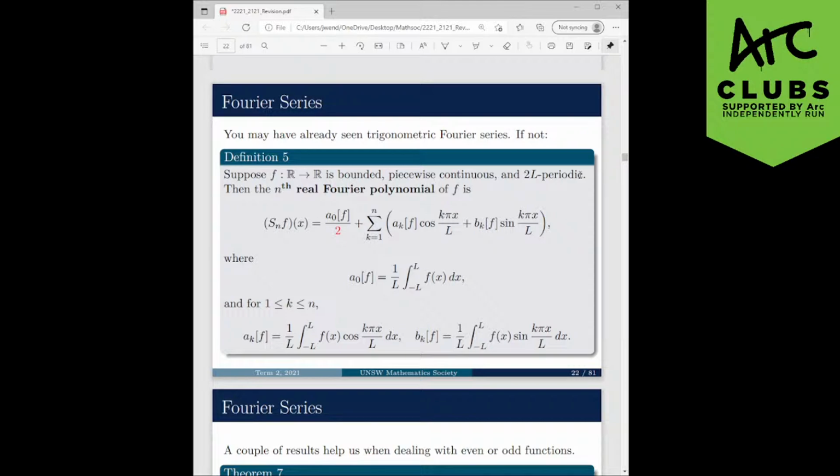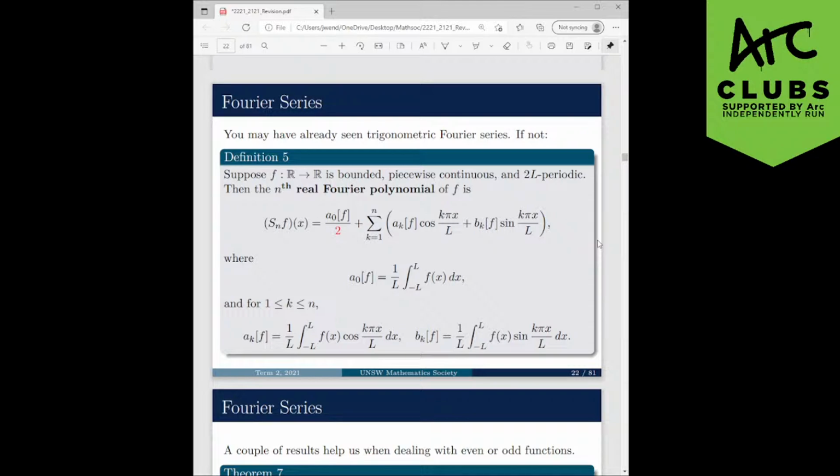The nth real Fourier polynomial of f is defined by this. So SNF is just that notation there for that Fourier polynomial. You have a0f over 2 plus sigma k goes from 1 to n. This huge thing over here, akf multiplied by cosine k pi x on L plus bkf multiplied by sine k pi x on L. You'll see this 2 is in red because it's really important to remember that divided by 2. It is such an easy thing to forget. Like you find a0f, you find akf, you find bkf, and then you just sub it in.